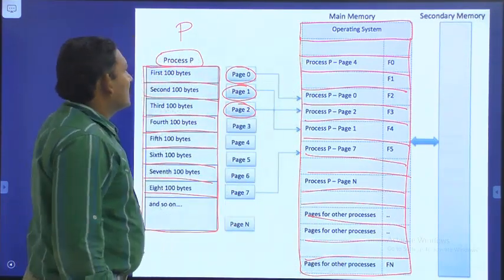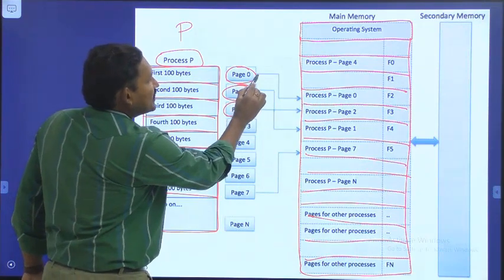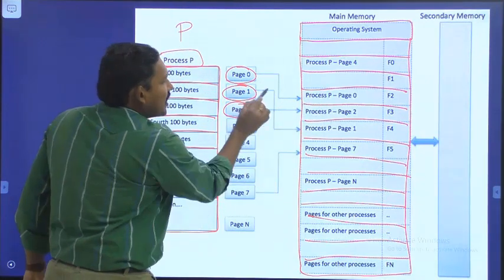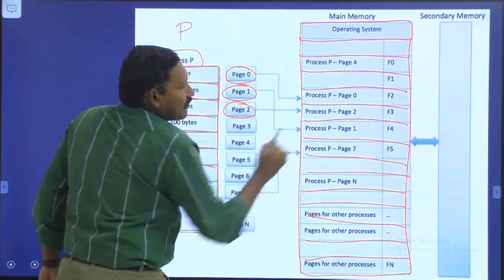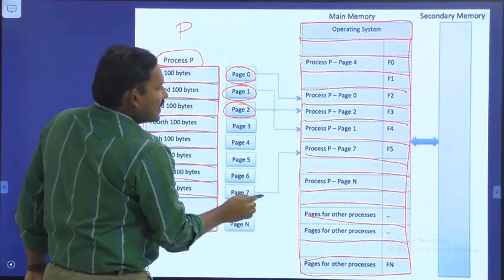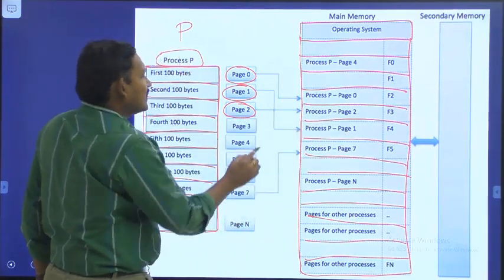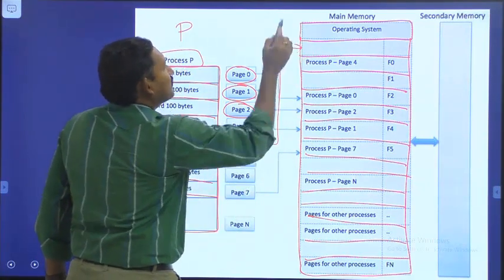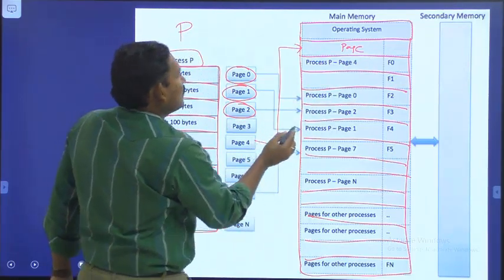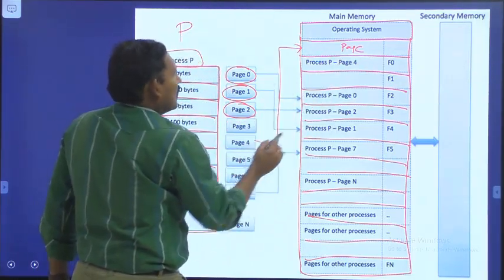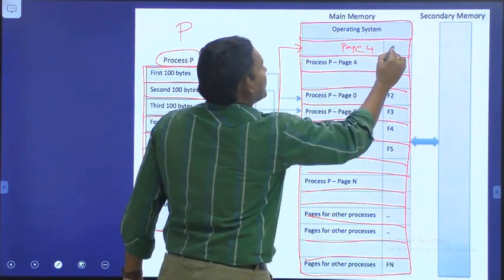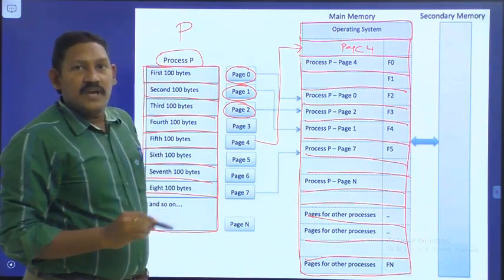See, page 0 is to be placed here, in frame 2. Page 1 in frame 4. Page 2 in frame 3. Page 7 in frame 5. Like that. Page 4, let us suppose, is placed here. Like that, we can place them.